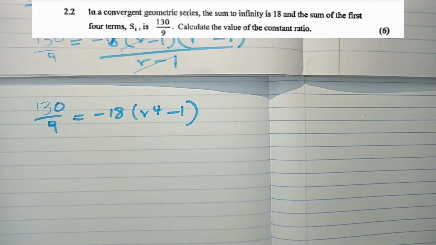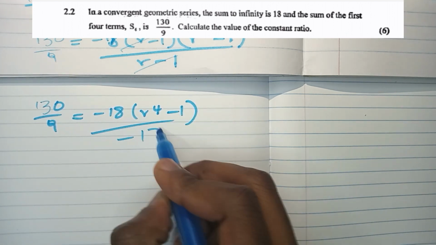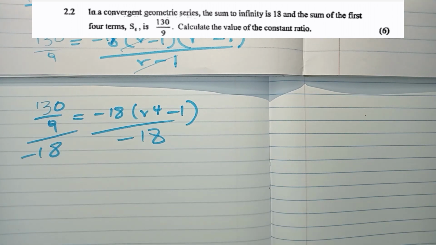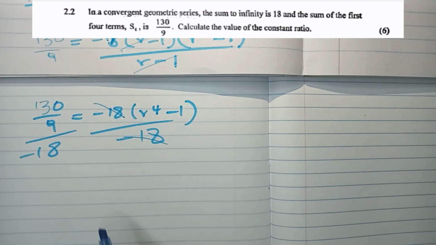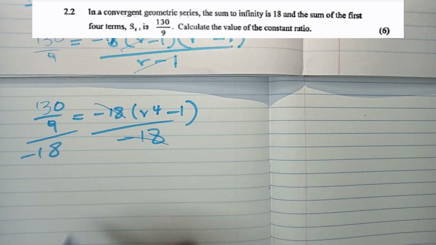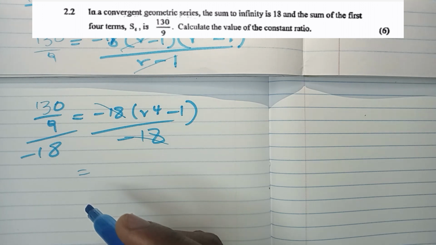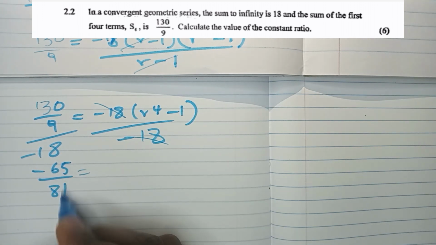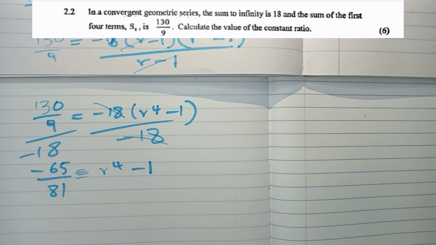We will then have to divide by negative 18 and negative 18 on this side. What you do on the right, you also do on the left. So this will cancel. So we have to punch all of this into a calculator, and we will find something like negative 65 over 81. So it's equal to r to the power 4 minus 1.